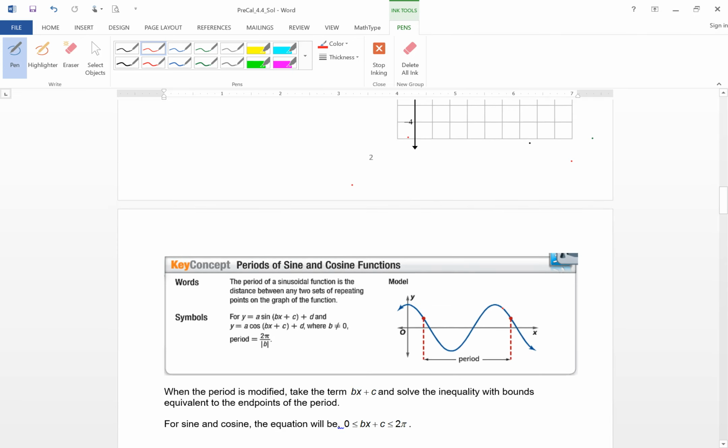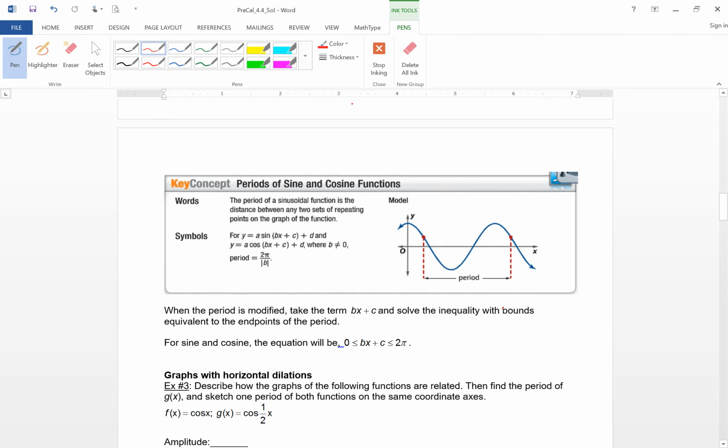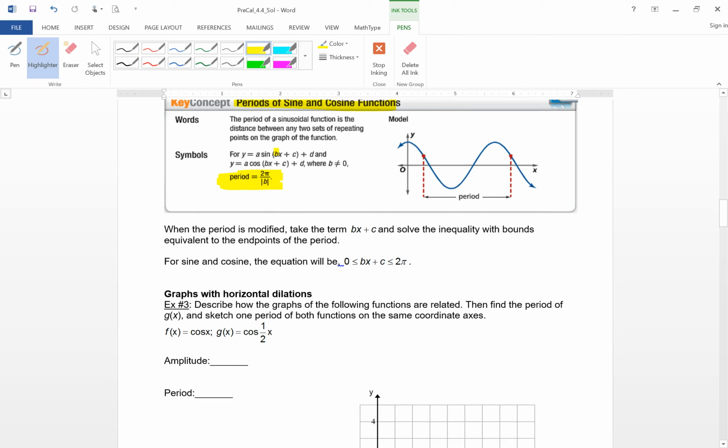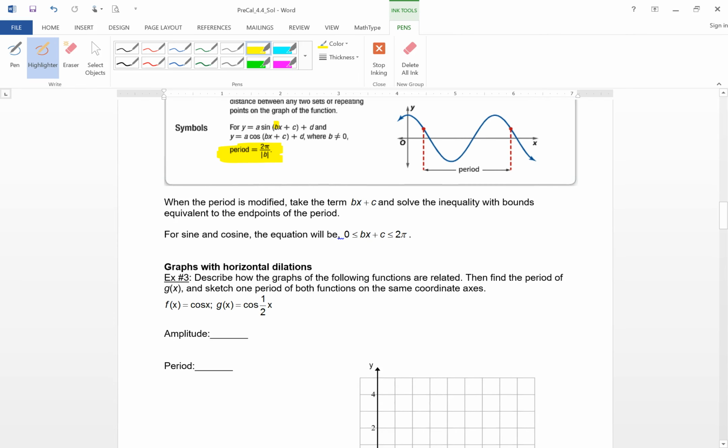Now, how do you figure out what the period of the function is from the equation? So here's what the equation looks like, right? You have an A, you have a B. The period is 2 pi over the absolute value of B. That's how you figure out what the period of a function is. Now, when the period is modified, the best way to graph it is this. You take bx plus c and you solve this inequality.